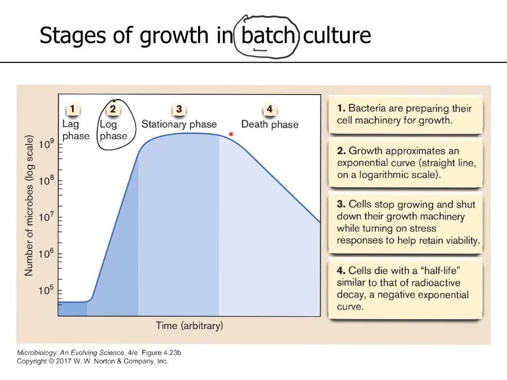And then eventually, if that continues for a long enough time, the cells are going to start dying because there's just nothing left for them. So they die again in this kind of half-life with a negative exponential. So again, on this log plot here, it looks like a straight line because it's actually dying at an exponential rate as well.